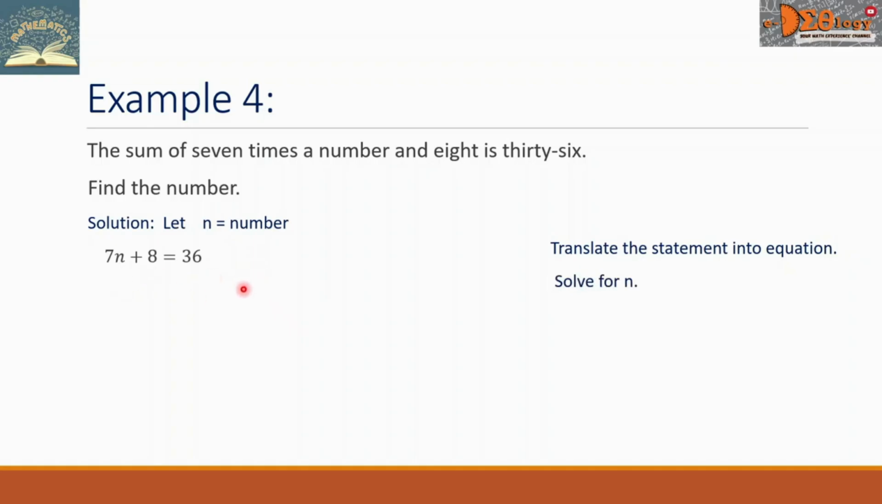The 8 we transpose to the right, so from positive, it becomes negative 8. So 36 minus 8 on the right side. When we simplify, the right side becomes 28. And then we divide this equation by the coefficient of n, which is 7. Dividing by 7, the left side becomes n, and the right side becomes 4. So n here is the number. So we said that the number is 4.